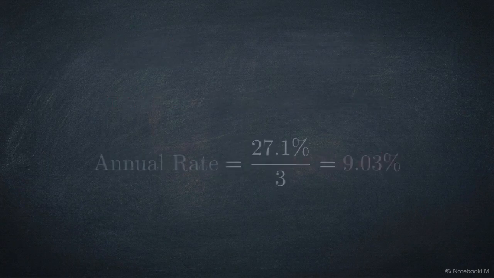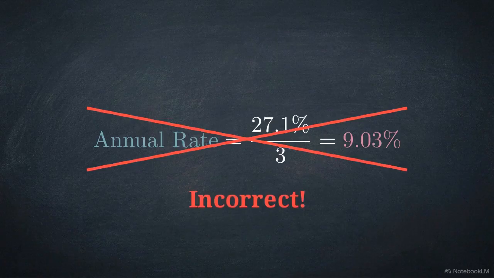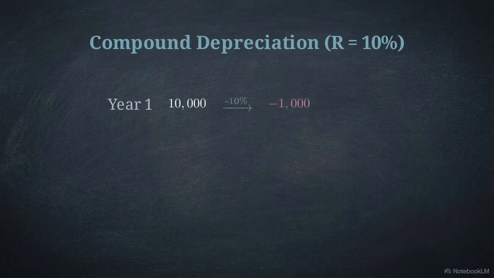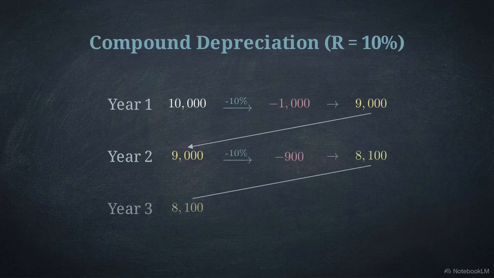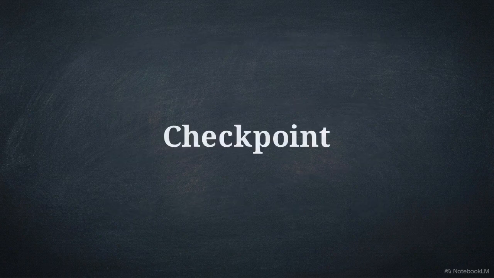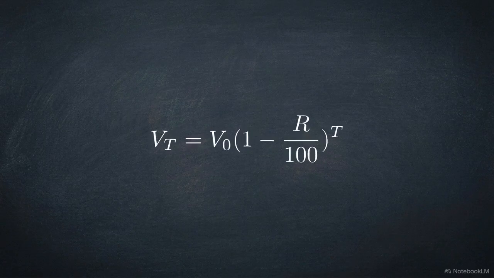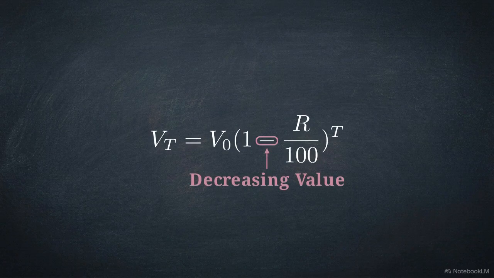Now, let's look at the overall drop. Over 3 years, the bike lost a total of 2,710 rupees. That is exactly 27.1% of its original value. Do not make the mistake of dividing that 27.1% total loss by 3 to find your annual rate. Compound depreciation applies the percentage drop to the remaining value each year, not to the original starting value.